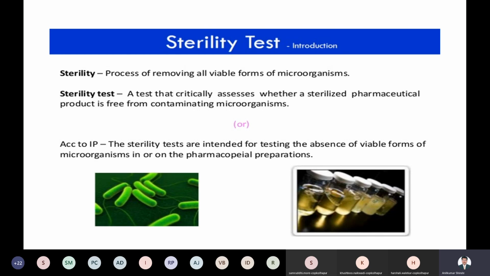But whether your article or formulation has bacteria or not, we have to check it. Understand it? So how do you check it? With the help of the sterility test. This test is conducted to see whether your formulation is free from bacteria or not.